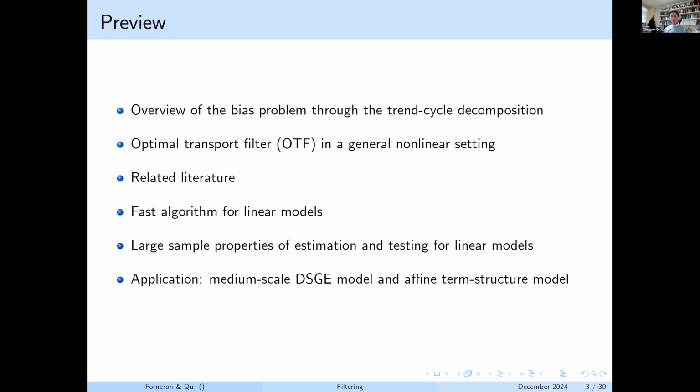Then I plan to conclude the talk with 2 additional empirical applications. The first is to a medium scale DSGE model. The second is to a affine term structure model. In addition to these, I also have a few technical slides on derivations and asymptotic analysis. I'll be happy to share them with you if there's time.